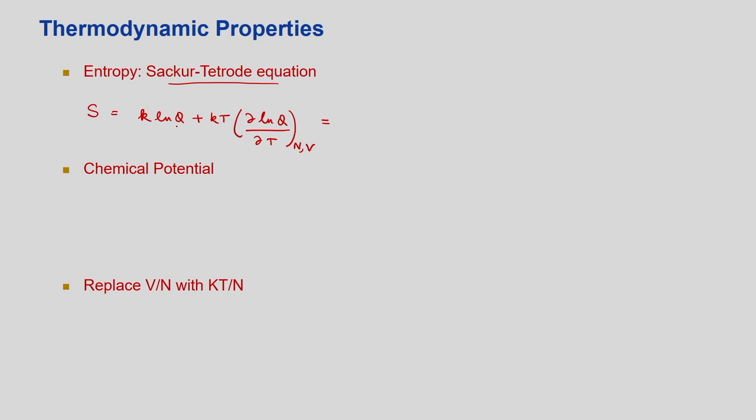If you substitute the value of Q here and simplify, you will get N k ln of (2 pi m kT by h square) to the power of 3 by 2 into volume, then e to the power of 5 by 2, and then the ground state degeneracy, divided by the number of atoms. So this is the expression for the entropy term. I did nothing, I took the expression of Q from the previous slide and just simplified.